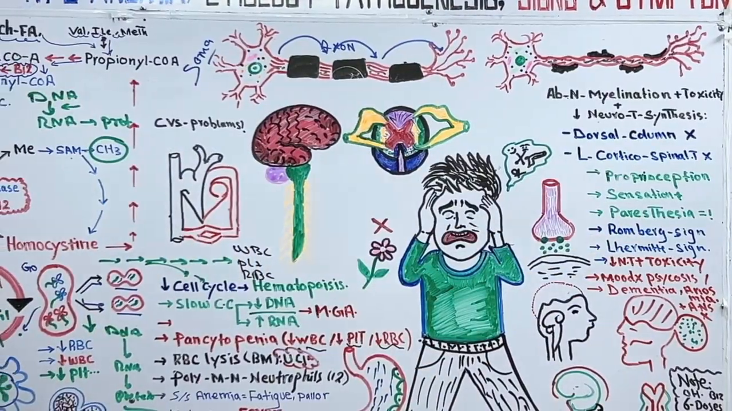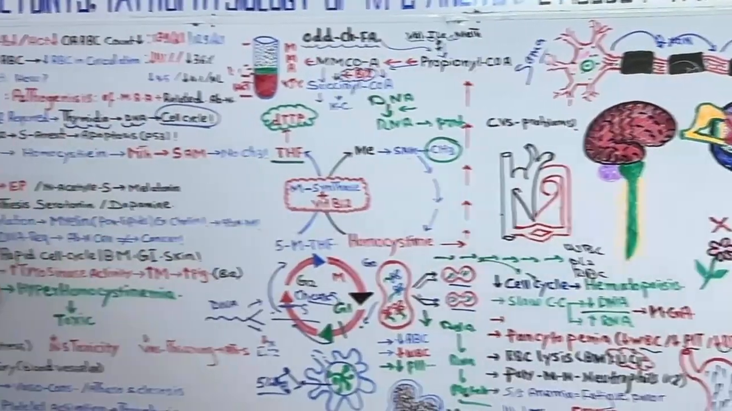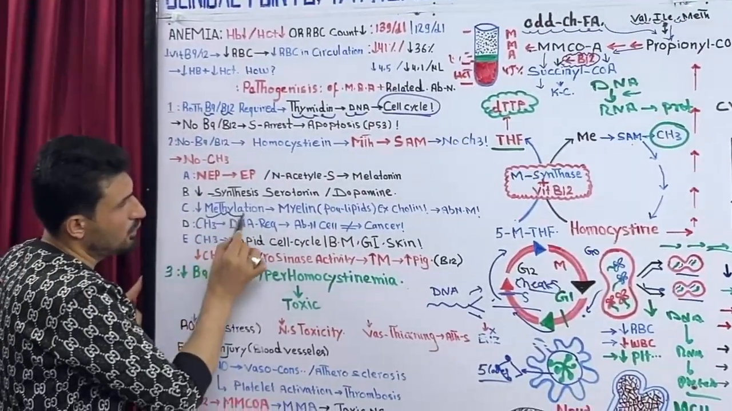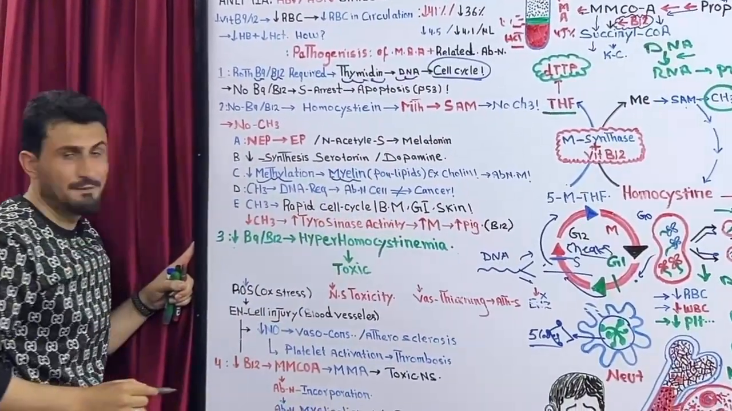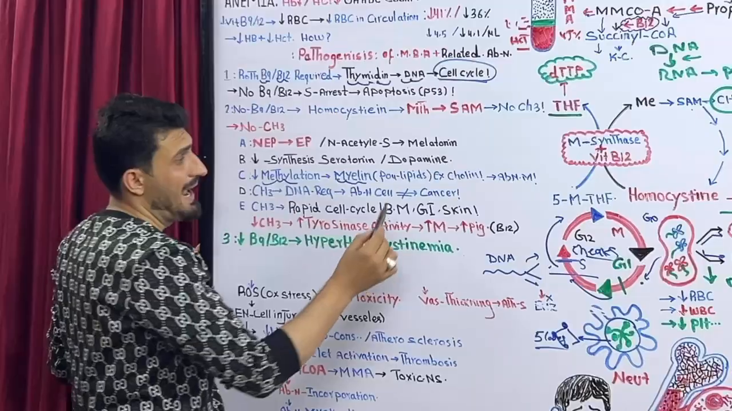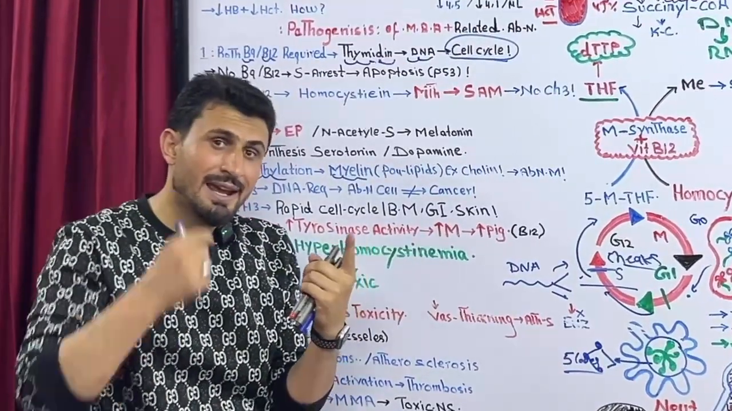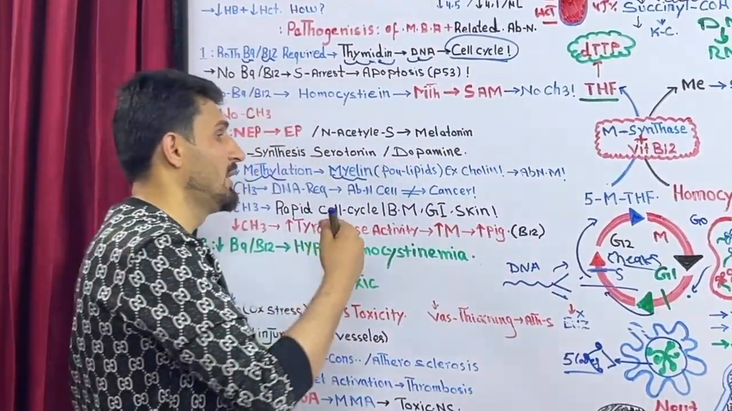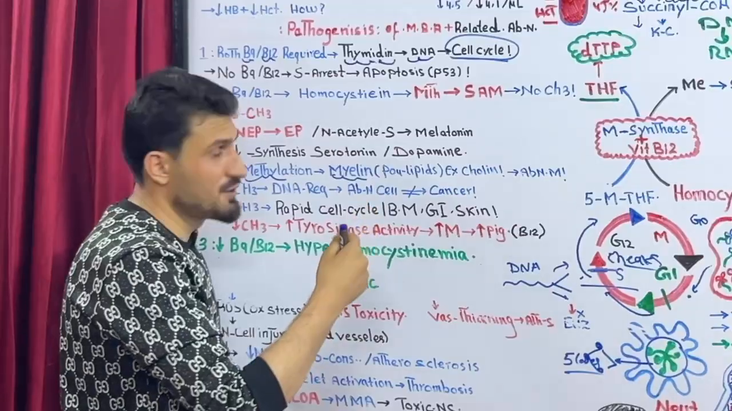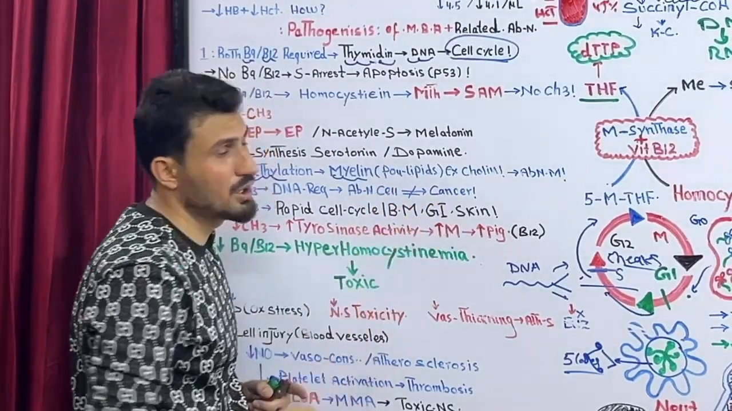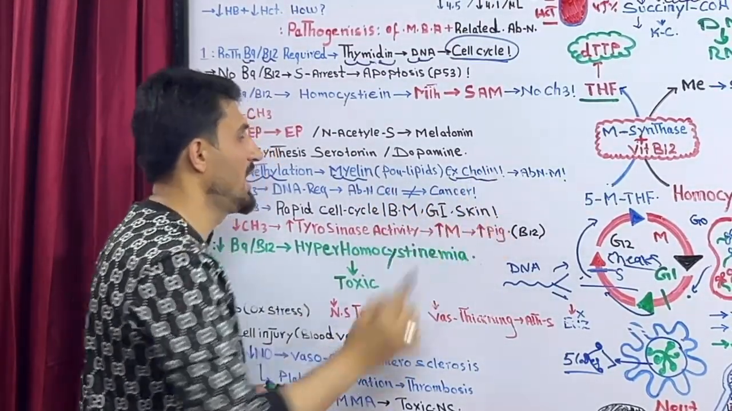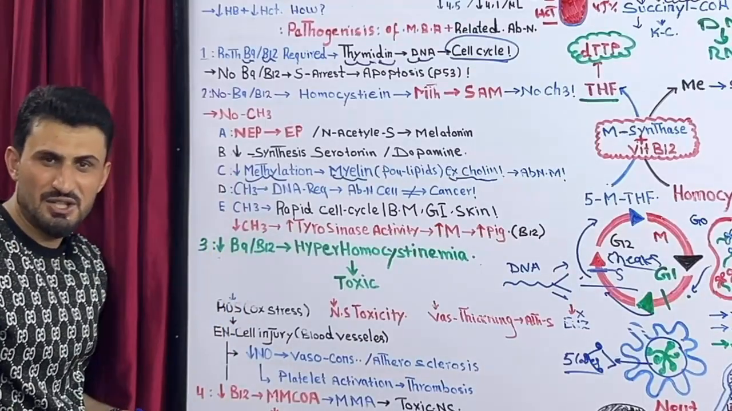So now come here again. I need methyl groups for the synthesis of myelin. Specifically, there is a type of phospholipid in myelin, in the cell membrane of the Schwann cell, which is called phosphatidylcholine. So for synthesis of phosphatidylcholine, I need methyl groups. Got it?